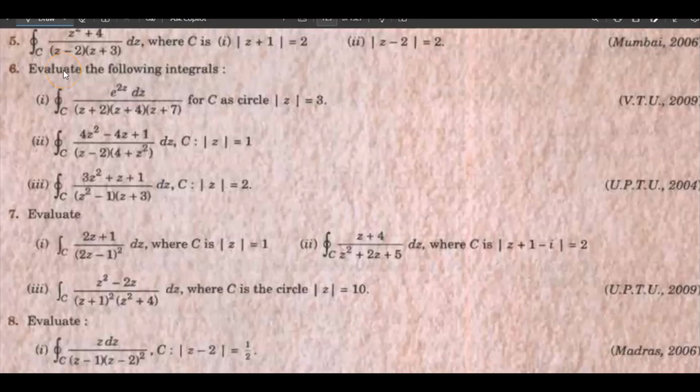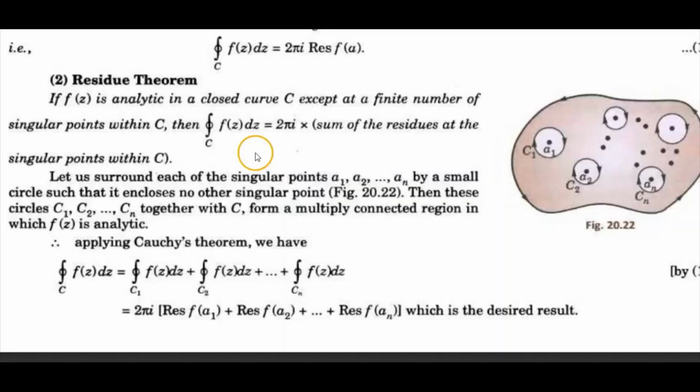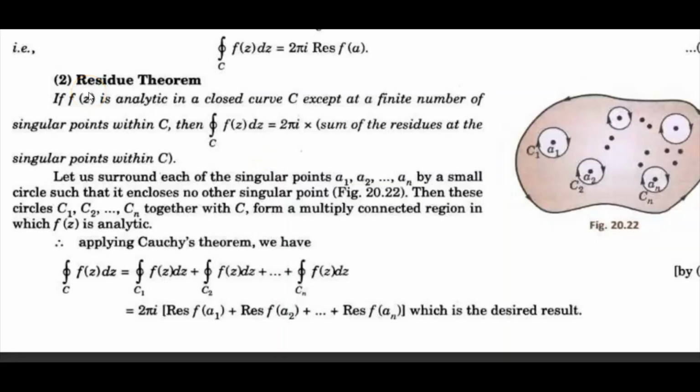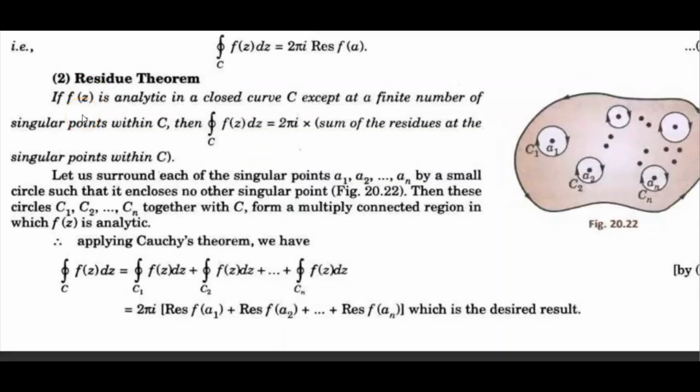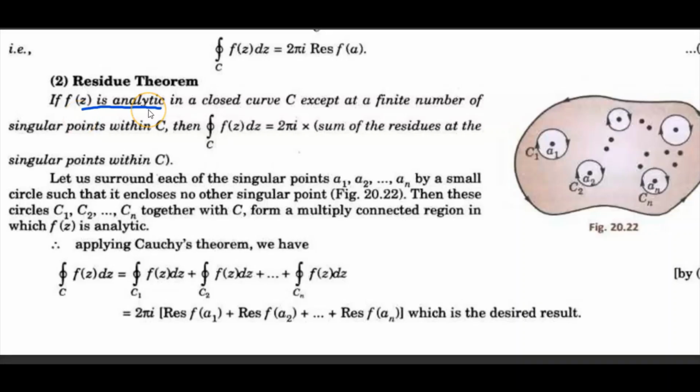In this video, I'm going to evaluate integrals using the residue theorem. The residue theorem states that if f of z is analytic in a closed curve C except at a finite number of singular points within C, then the integral over C of f of z dz equals 2 pi i times the sum of the residues at the singular points within C.